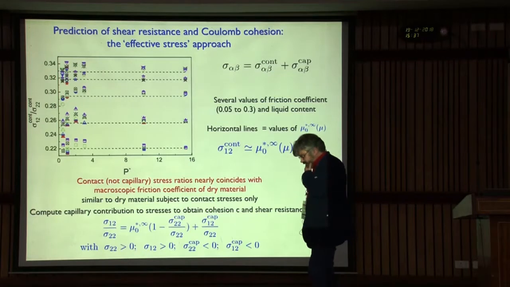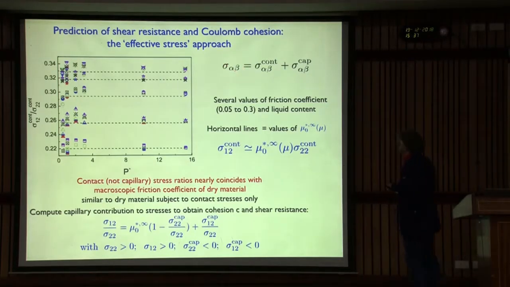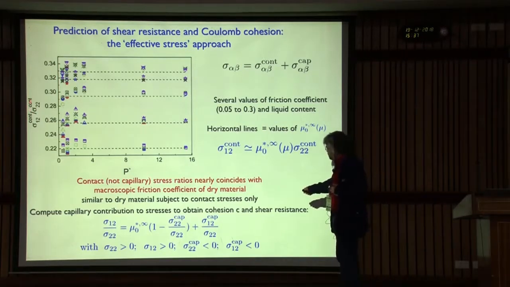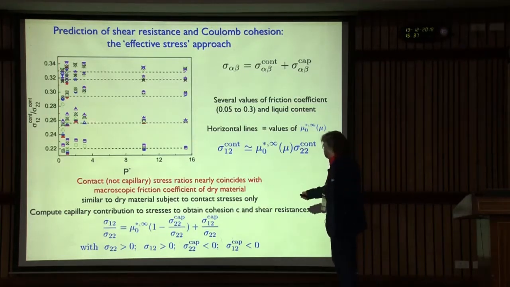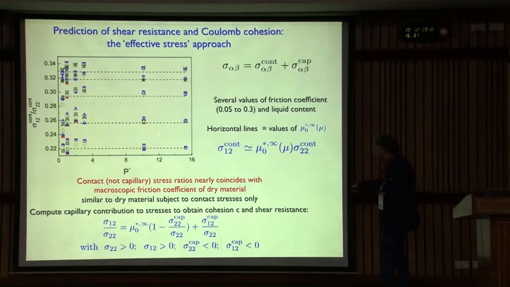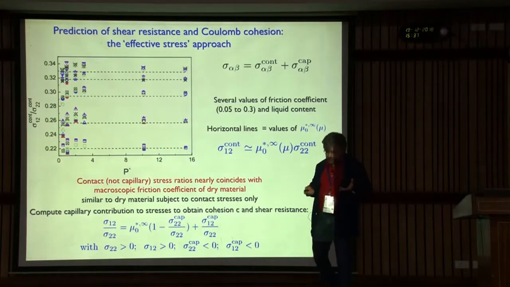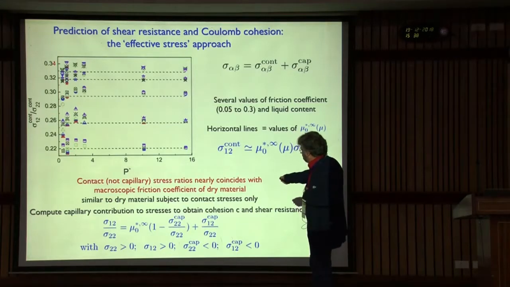Well, one simple idea in the geomechanics literature is the idea of effective stresses. So the idea is that stresses are the sum of contact stresses due to the contact forces and capillary stresses due to capillary forces. And if we plot this ratio, sigma 1,2 contact contribution divided by contact contribution to sigma 2,2, for a large set of data with different friction coefficients, different liquid contents, we see those horizontal lines with values associated with the dry friction coefficient, which depends on mu, so the different values of intergranular friction coefficient here. So what we see is that the effective stress idea works surprisingly well. The relative error here is a few percent, in fact, if you look at the axis.